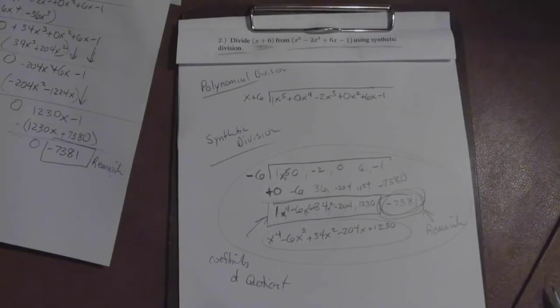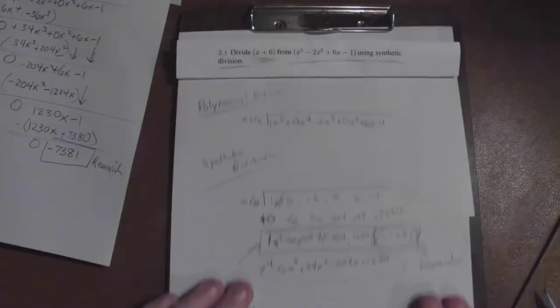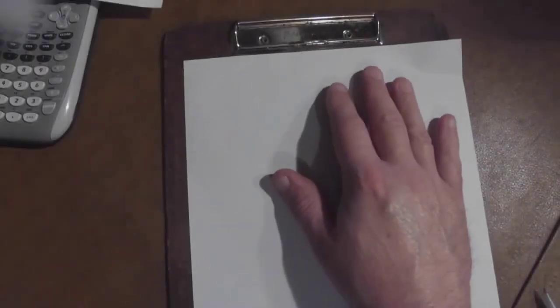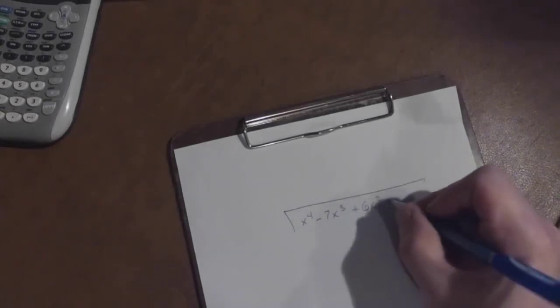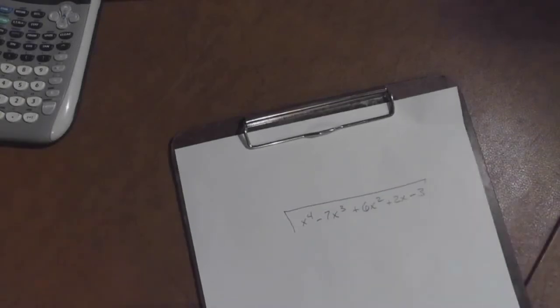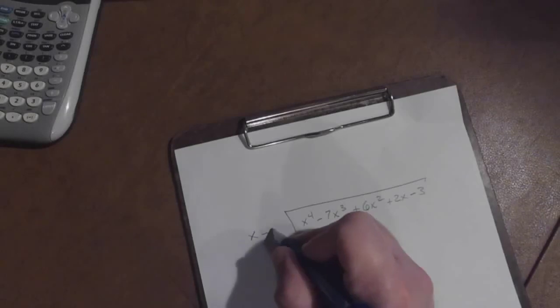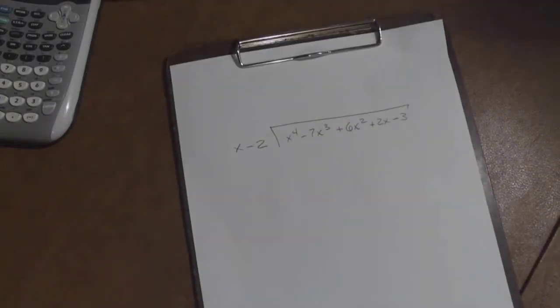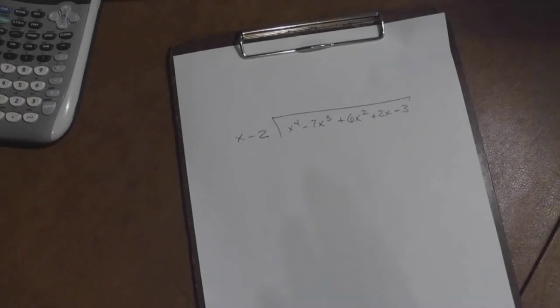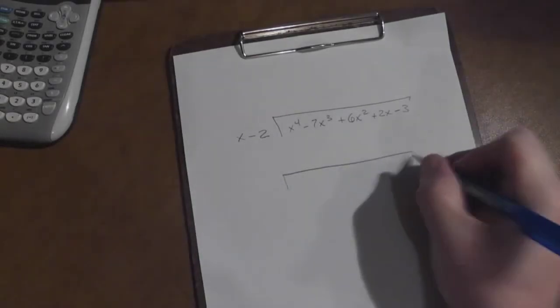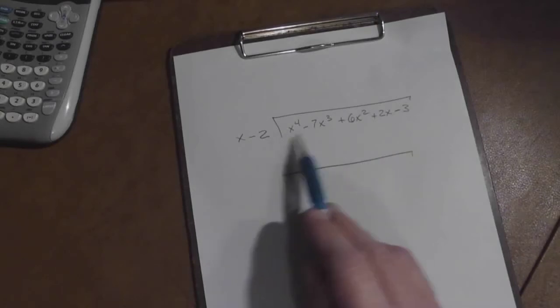Right? So folks, that is just again another quick example over polynomial long division, but really what I want you to spend your time focused on is learning this synthetic division process. Right? Synthetic division makes polynomial division extremely quick. If we go back and I give you another real quick example. Let's say we had the polynomial x to the 4th minus 7x cubed plus 6x squared plus 2x minus 3. And let's say we were going to divide that by x minus 2.